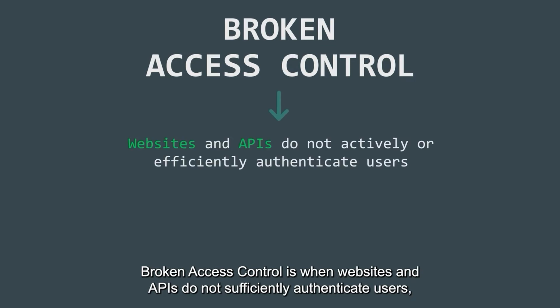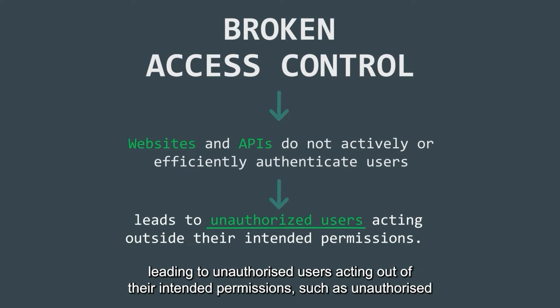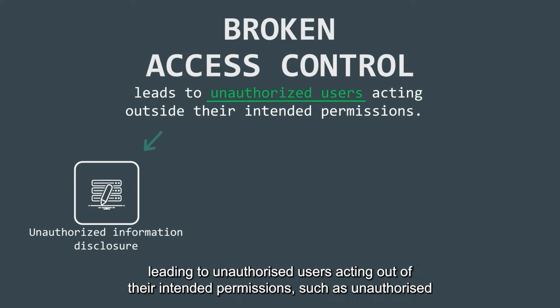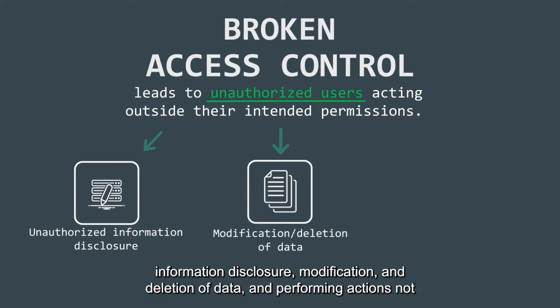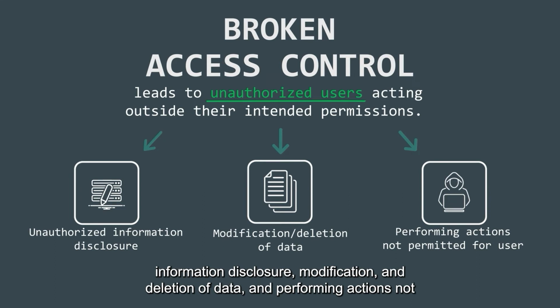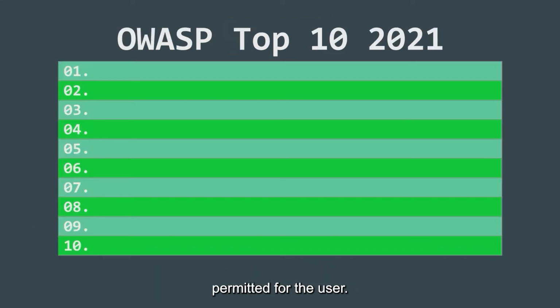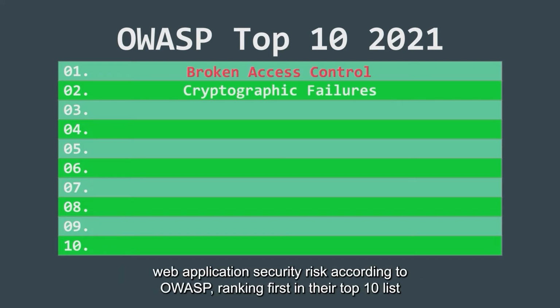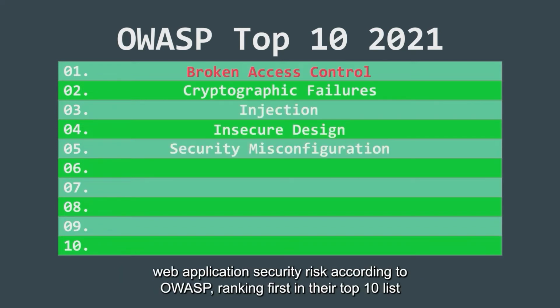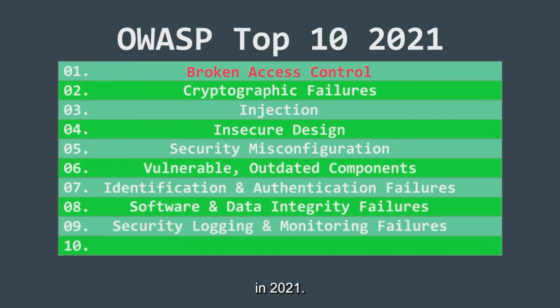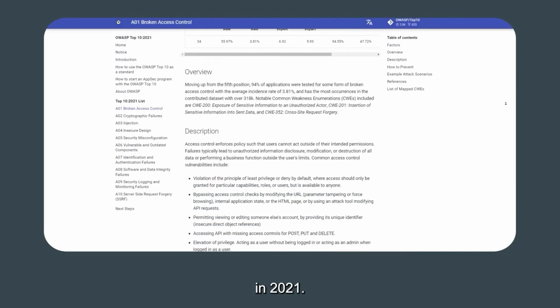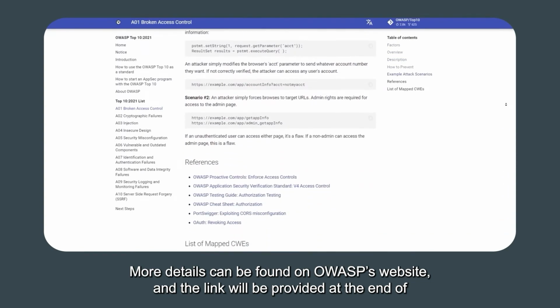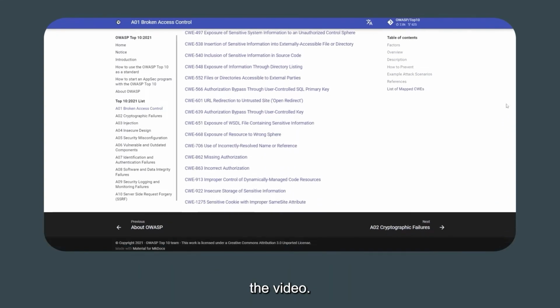Broken access control is when websites and APIs do not sufficiently authenticate users, leading to unauthorized users acting out of their intended permissions, such as unauthorized information disclosure, modification, and deletion of data, and performing actions not permitted for the user. Because there are many methods to take advantage of this vulnerability, it is the most serious web application security risk according to OWASP, ranking first in their top 10 list in 2021. More details can be found on OWASP's website, and the link will be provided at the end of the video.